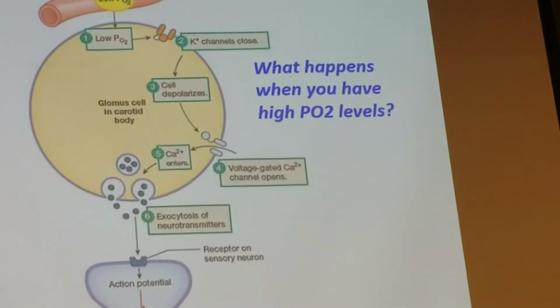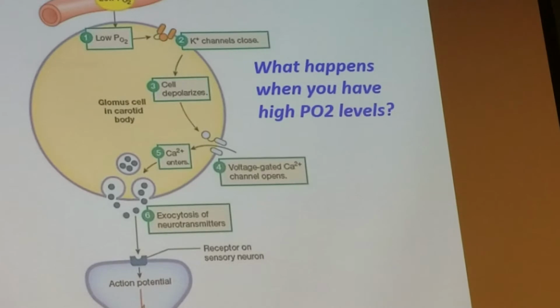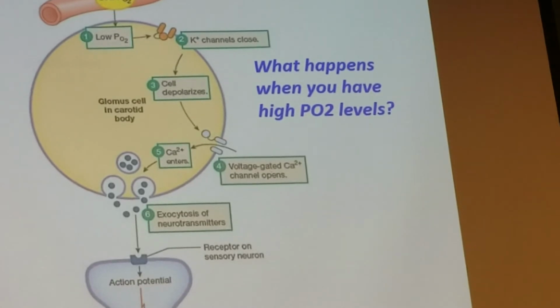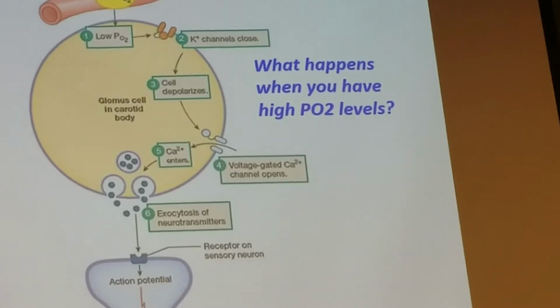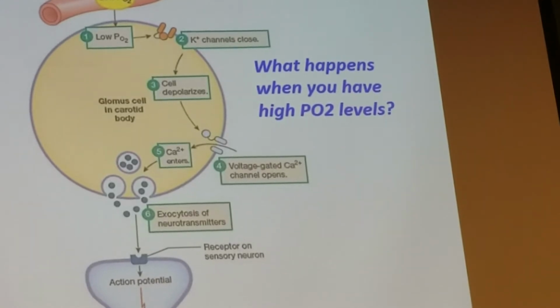All right, so let's do that all over again. If you have low O2, then the potassium channels close, which is what you want. So if you have high PO2, then the potassium channels are going to open, which is going to close the calcium channel. All right, so let's just take a 20-second WTF moment here.